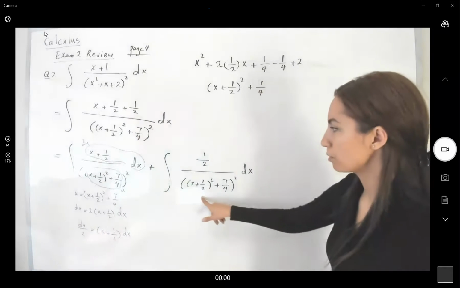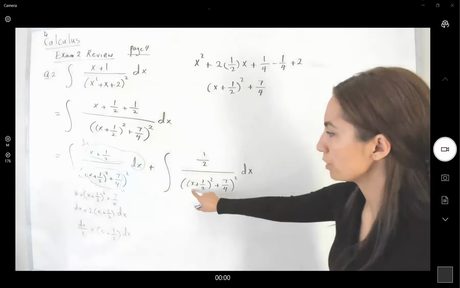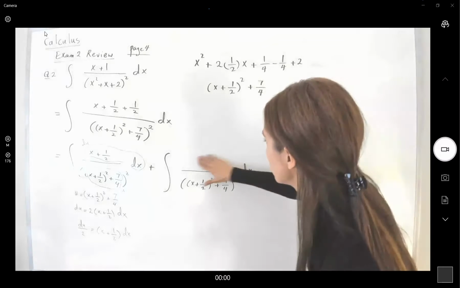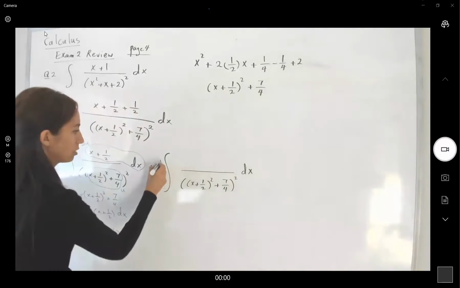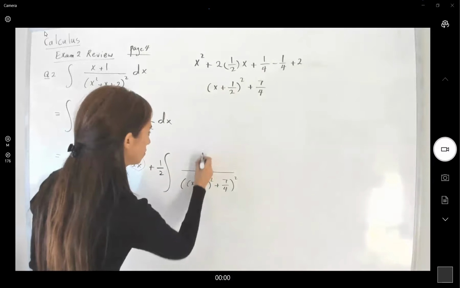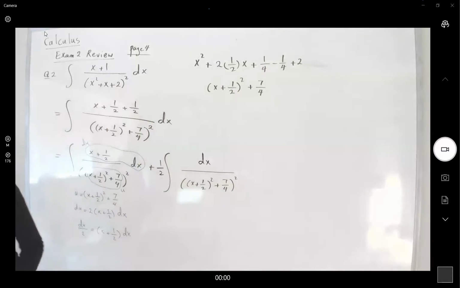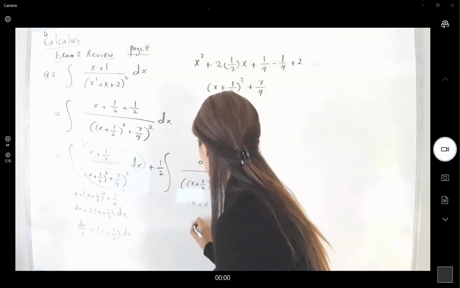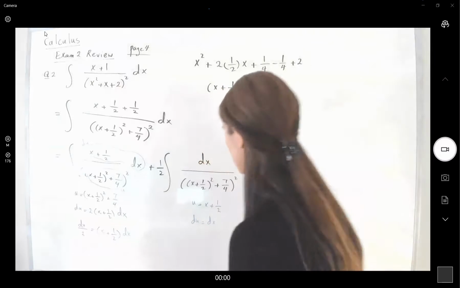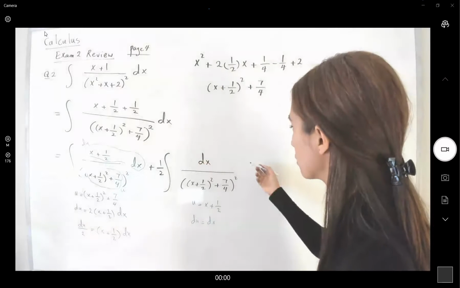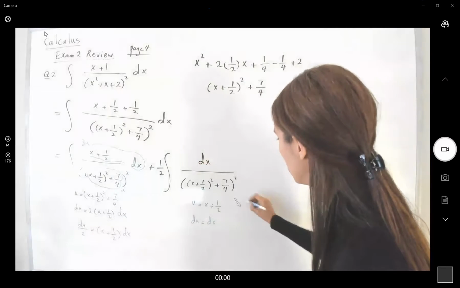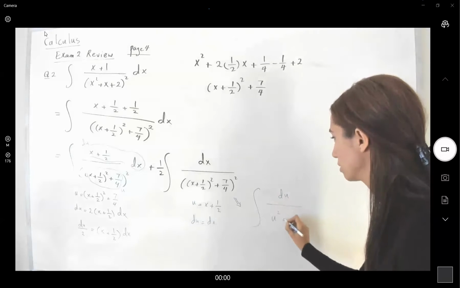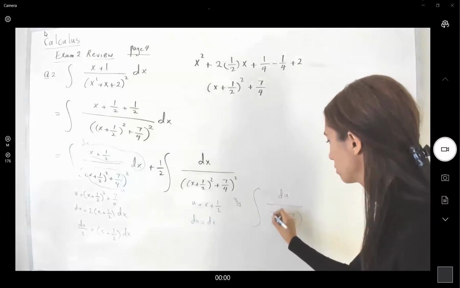For the second one, we can simplify this more by taking u to be x plus a half, and du is just dx. So you can write this down in front. For this, you can take u to be x plus a half, so du is just dx. So this integral now converts into the integral of du divided by u squared plus 7 over 4 to the second power.